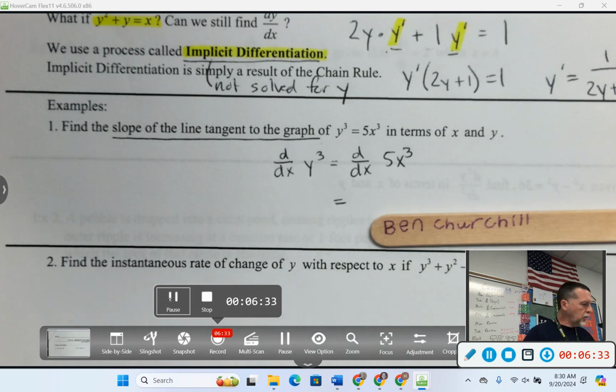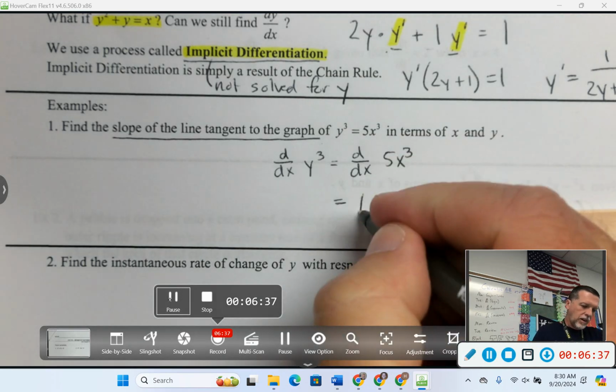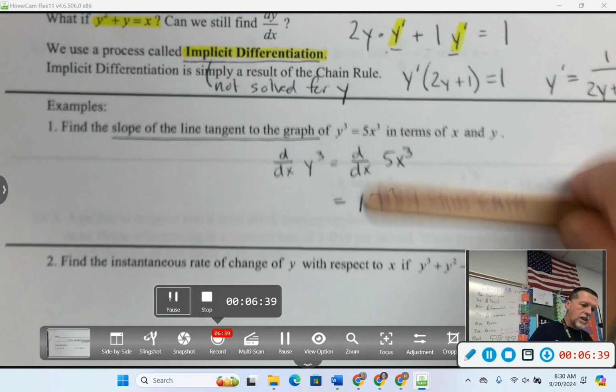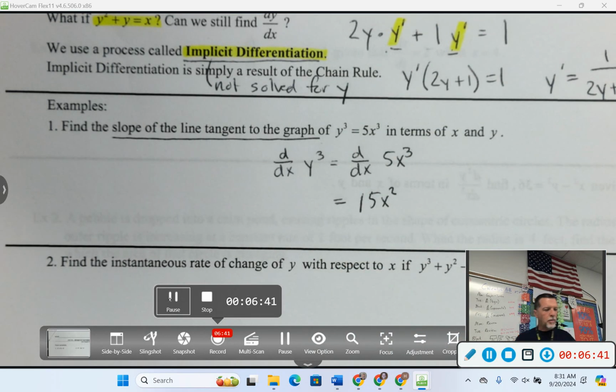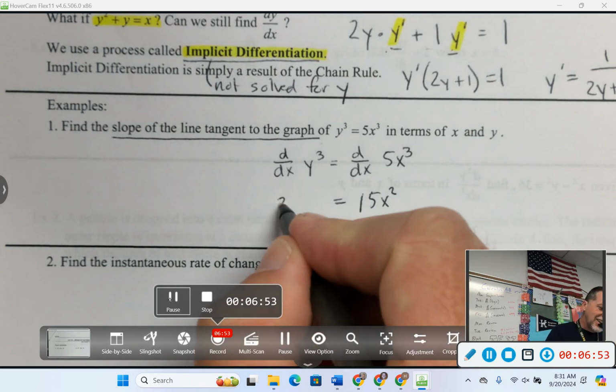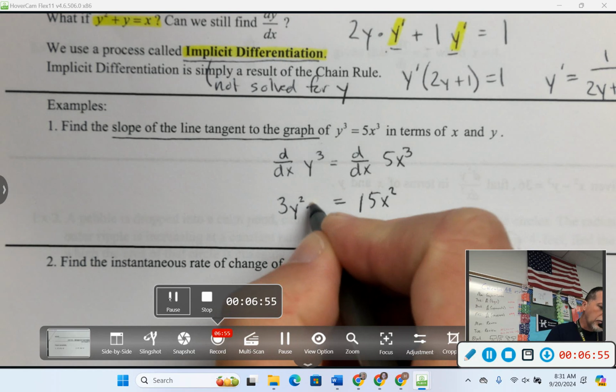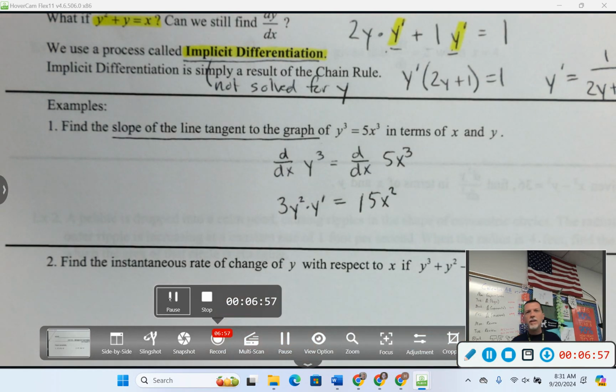So then what's the derivative of the right hand side? 15x squared. I'm a little hesitant to pull a popsicle stick yet for the left hand side. Anybody want to volunteer what the derivative of y cubed is, Seth? 3y squared times y prime. Because the derivative of y cubed is 3y squared, but don't forget the y prime.